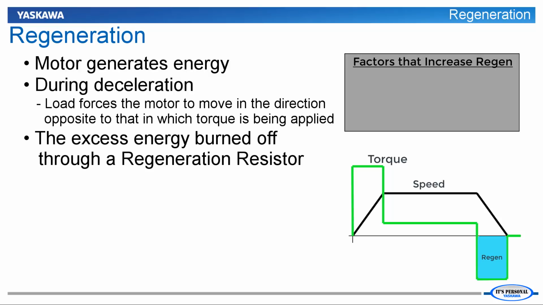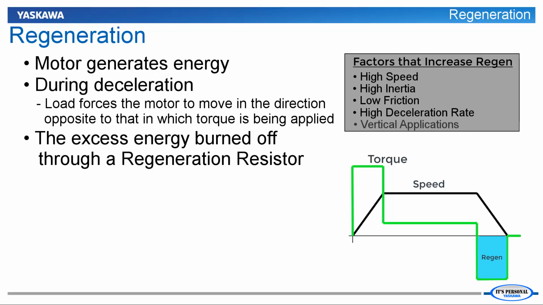Several factors increase the regeneration energy. The kinetic energy stored in the system increases with higher speed and inertia. So to reduce regeneration, try to reduce the load inertia and try to design a system that uses a motion profile with a lower speed. High friction helps the system decelerate without motor torque, so applications with low friction can also produce greater regeneration energy. A fast deceleration rate means that a lot of energy is dumped back into the amplifier quickly, which also increases regeneration.